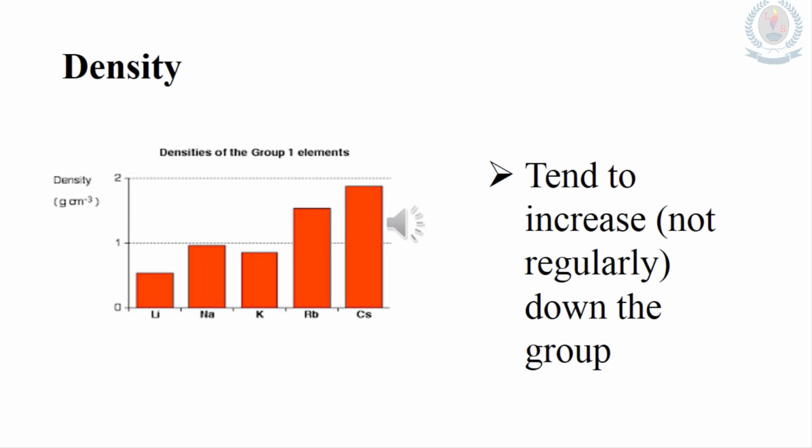If we talk about the density of this group, the densities of these metals increase as we go down the group, and that increase is not regular. As you can see in this graph, the density increases, but not regularly. And also you can see the densities of lithium, sodium and potassium are lower than the density of water.